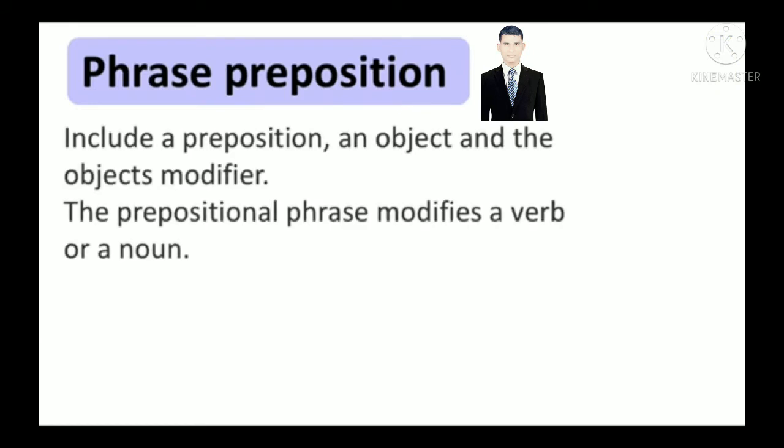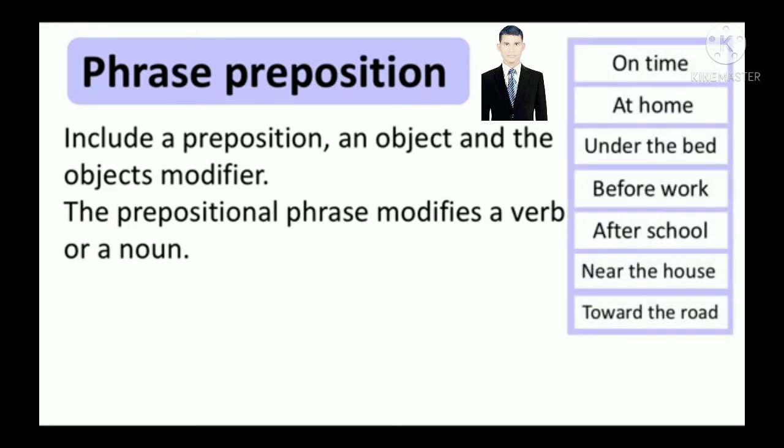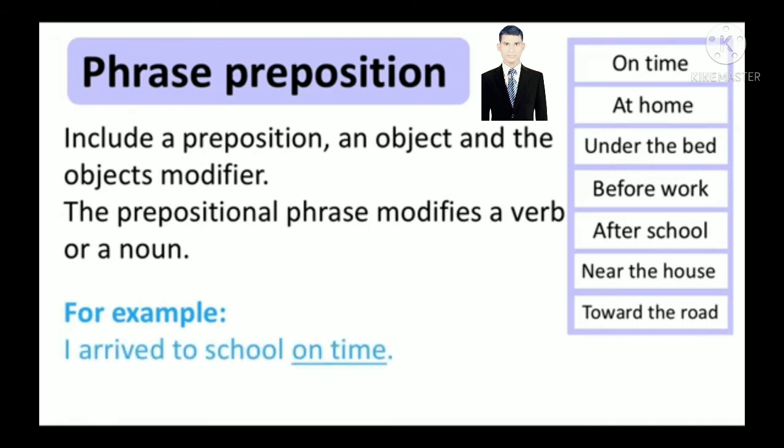Phrase preposition. This includes a preposition, an object, and the object's modifier. The prepositional phrase modifies a verb or a noun. This includes on time, at home, under the bed, before work, after school, near the house, towards the road. For example, I arrived to school on time. She ate breakfast before work.